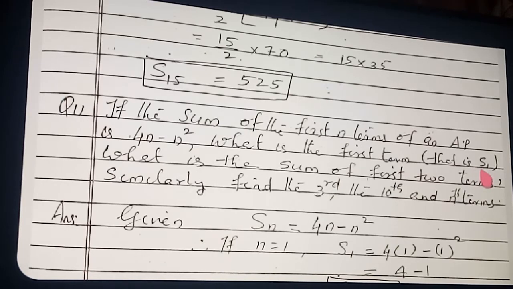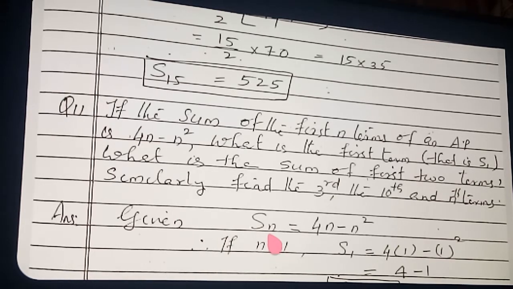Sum of one term. So the meaning is that, suppose for example an AP is 7, 7, 7, 9, 11 etc. coming. Sum of one term means what? 7 only. So what is the first term? That is S1. In bracket it is written that is S1. And what is the sum of two terms? That means what you want to find out? S2. Sum of two terms. Similarly, find the third term, 10th term and nth term. So anyway you find out, no problems.